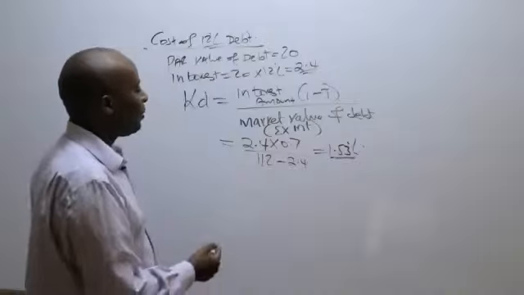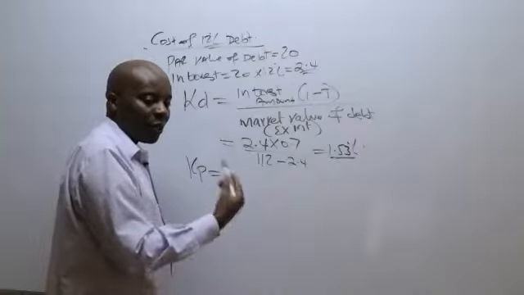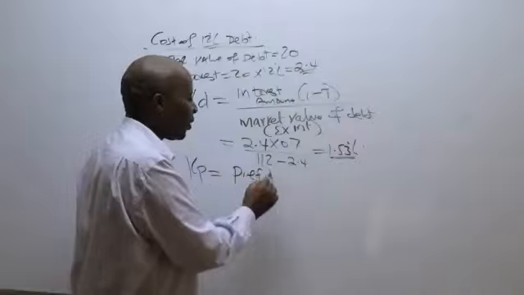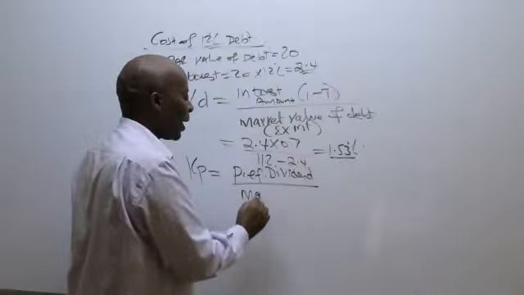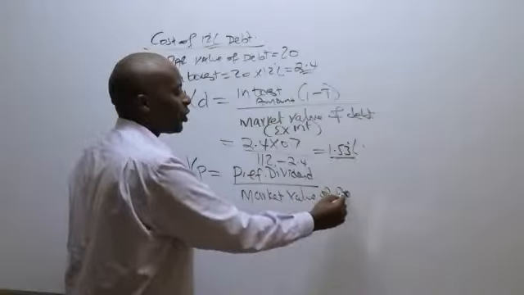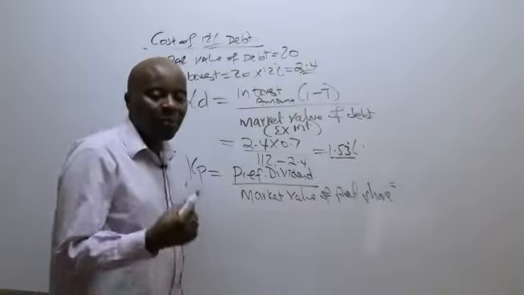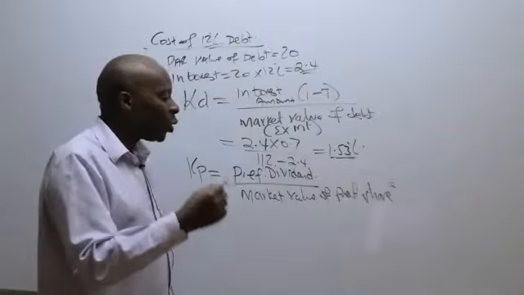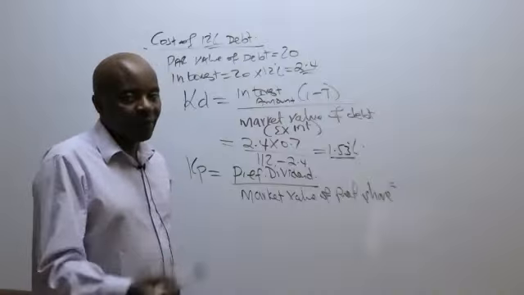And then now that takes me to KP, cost of preference, the same aspect. Preference shareholders, we normally give them what we call preference dividends. So I'll take the preference dividend and divide it by the market value of preference share. But again, remember, preference dividends, ladies and gentlemen, we don't adjust for any tax. Dividends can never be allowed for taxation.